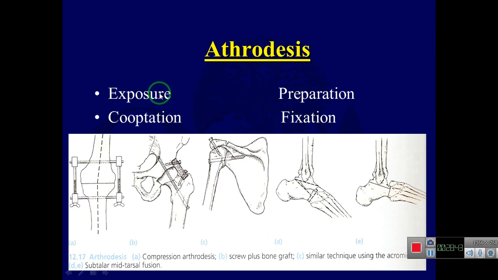The exposure, both the joint surface need to be well visualized. Then preparation, both articular surface are denuded of the cartilage، لازم نشيل كل الغضروف من الجوينت. Number three, coaptation, which is mean prepare the surface are opposed in the optimal position. And lastly, fixation of the joint, whether by internal or external fixation.